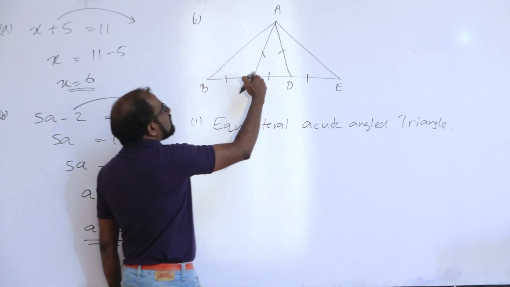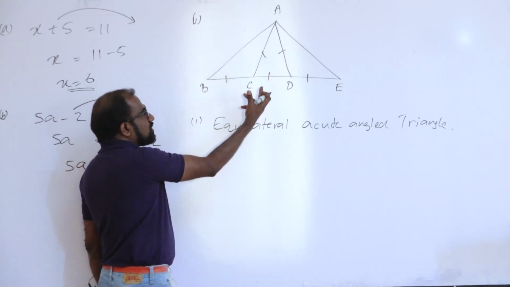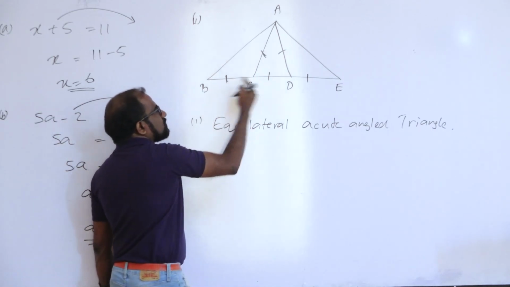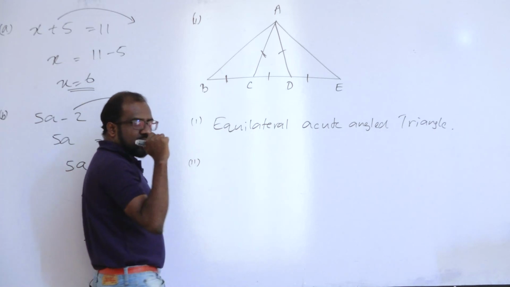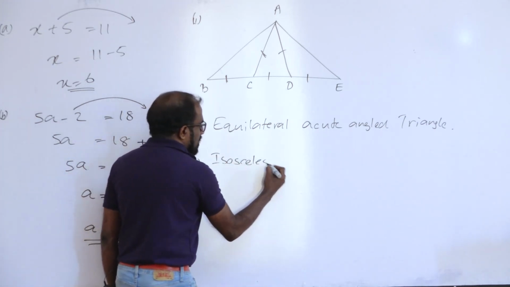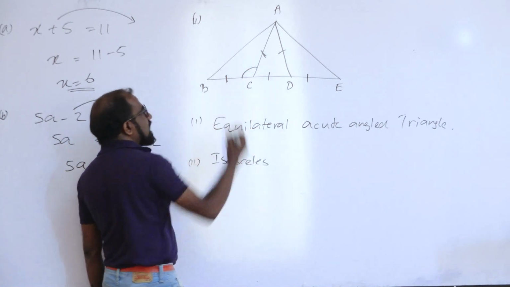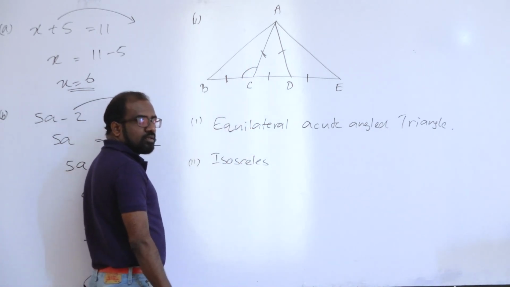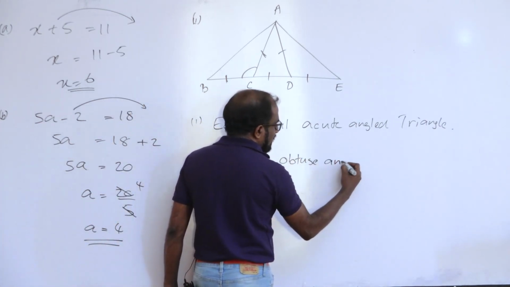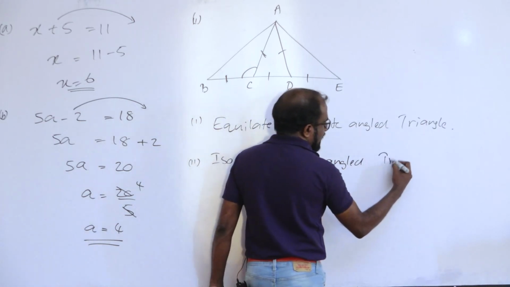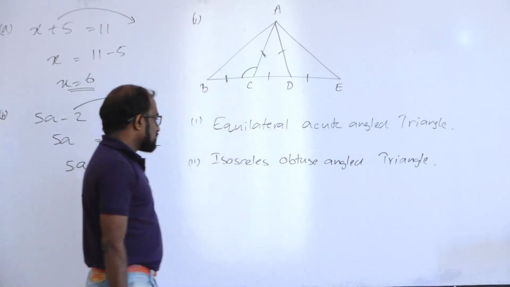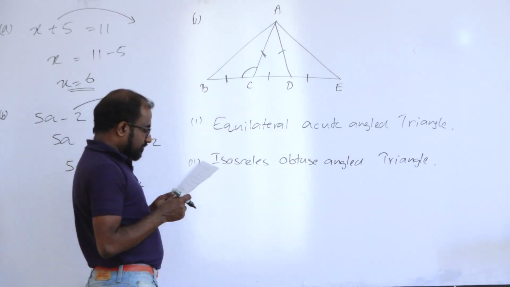Triangle ACB, considering the length of the sides. In triangle ACB, two sides are equal: AC and BC. So it is isosceles. Then what is this angle? Obtuse angle. So it is an isosceles, obtuse angled triangle.